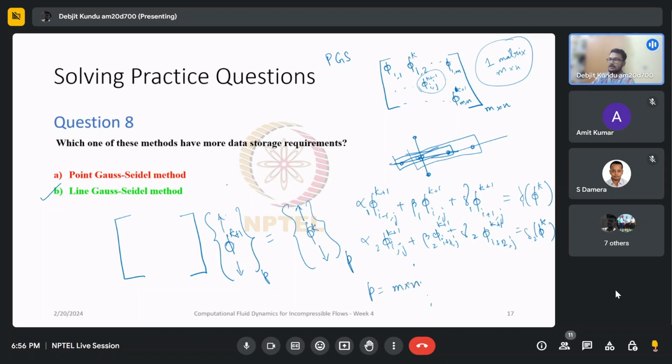So here I now have to maintain two vectors, one old and one new, and all of them have m cross n items within them, p items, which is equal to m into n. So in the line Gauss-Seidel method, the data storage requirement is double that of the point Gauss-Seidel method. Does that make sense? And these are all betas, alphas, and gammas.